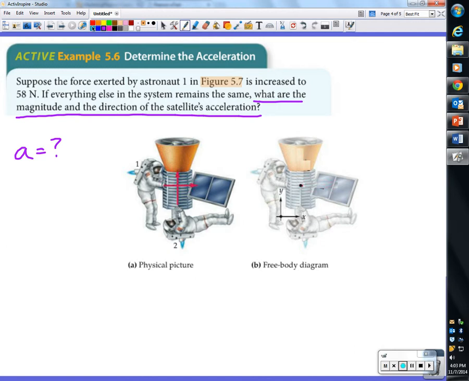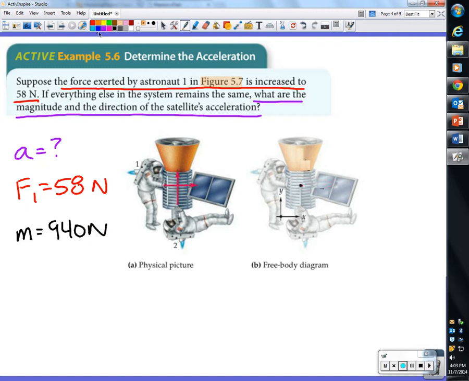It says that the force exerted by astronaut 1 is increased to 58 newtons. So F1 is now 58 newtons. But it says if everything else in the system remains the same. So the mass is still going to be 940. And F2 is going to remain 46 newtons. Before we start analyzing this situation, we should draw ourselves a free body diagram.